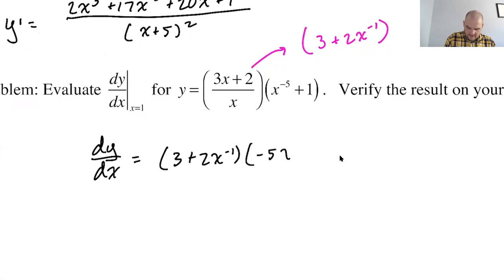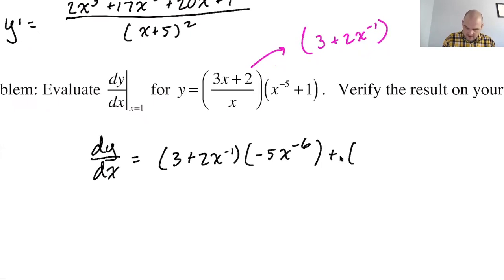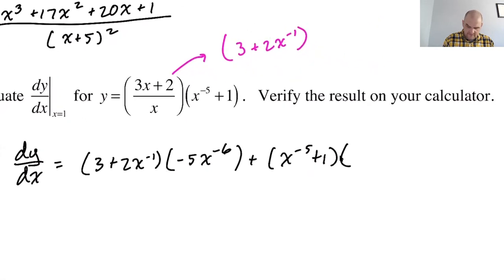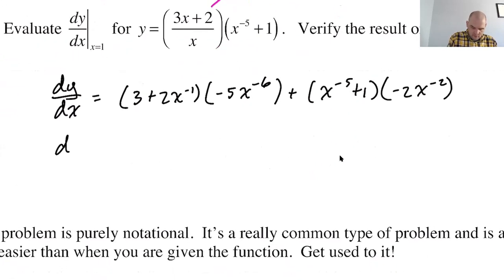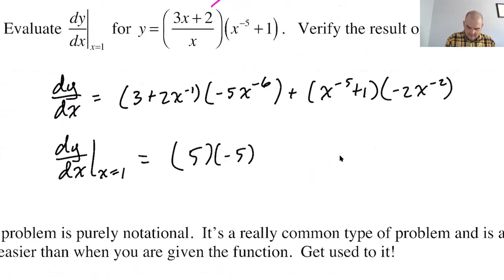Derivative of the second, negative 5x to the negative 6. Derivative of 1 is 0. Plus second, x to the negative fifth plus 1, derivative of the first. Derivative of 3 is 0, so it'll be minus 2x to the negative 2. Thankfully, this is going to be evaluated at 1. Almost any other value would just be terrible. Such that x is 1, 3 plus 2 is 5, and then negative 5 plus 2 and negative 2. So negative 25 minus 4, negative 29.